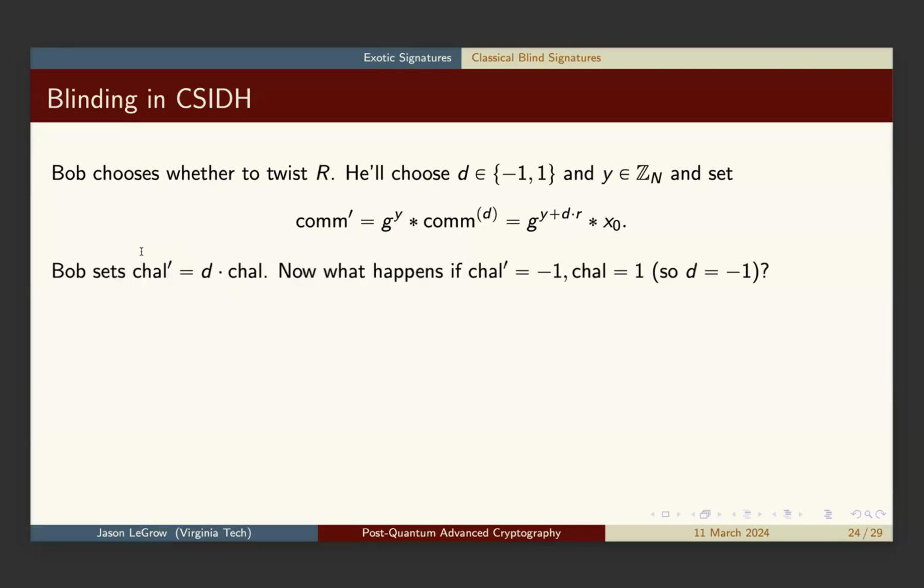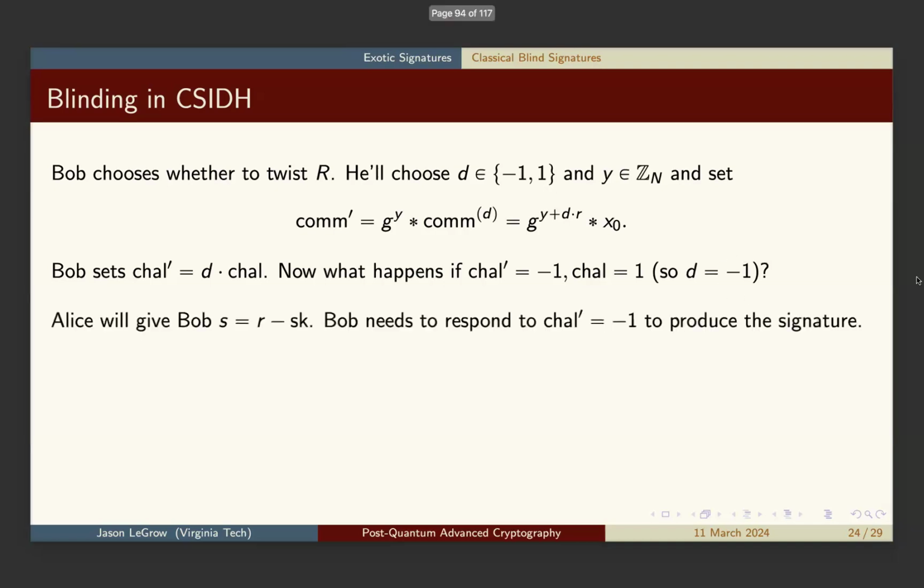And he's going to set the new blind challenge to be d times the old challenge. So what happens now? The case I had before was that the blind challenge was 1, the challenge was 0, and Bob was hopeless. Now what happens if the blind challenge is different from the challenge? So the blind challenge is minus 1 and the challenge is 1. This corresponds to the setting of d equals minus 1.